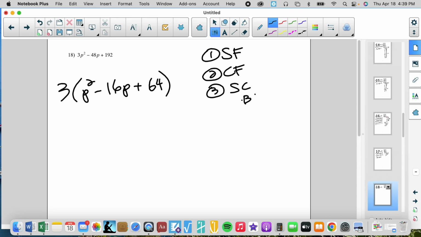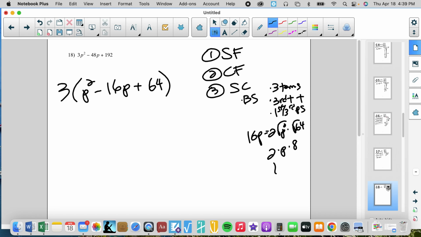Let's check and see. Binomial square, 3 terms. Yes. Third term, positive. Yes. First and third, perfect squares. Yes. Does the middle, 16p, equal 2 times the square root of p squared times the square root of 64? 2 times p times 8. 16p equals 16p. That means it is a binomial square. Yes!